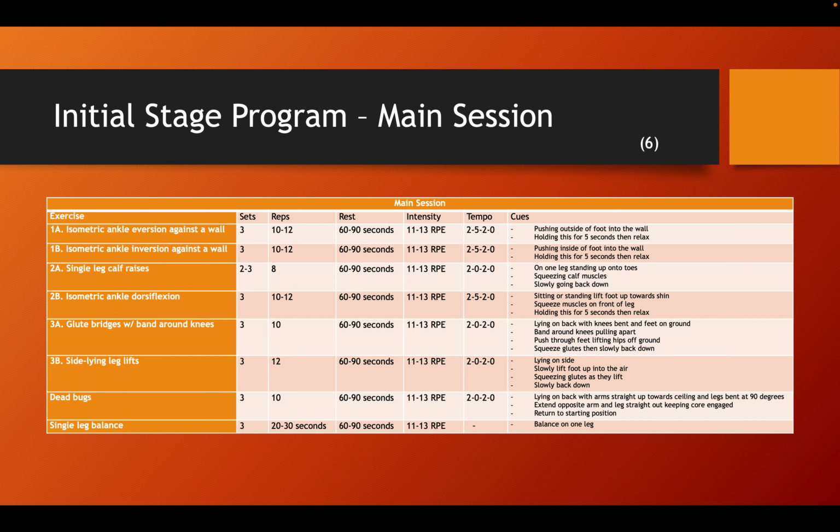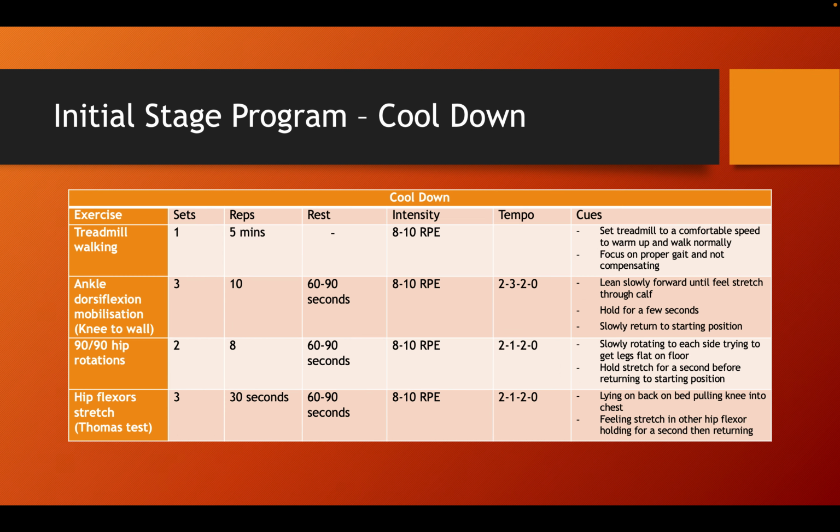Single leg balance has been added to the session to help train proprioception. This is crucial for chronic ankle instability as it will help restore neuromuscular control and joint awareness. By training and regaining this, the chance of re-injury becomes much lower. Finally, the cool down is the same as the warm-up to aid in taking the joint through its full range of motion to prevent adaptive muscle shortening.